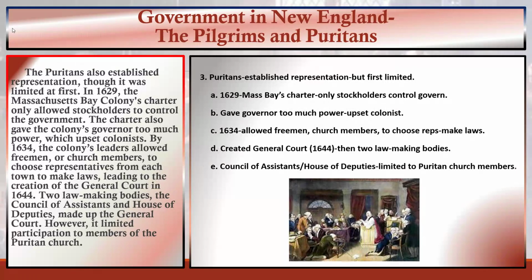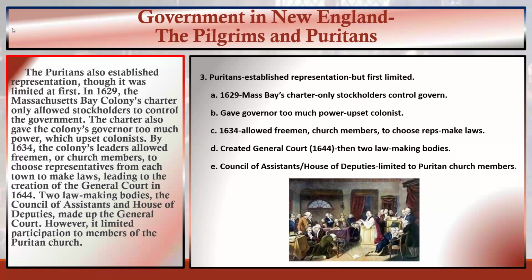So Puritans established, I could have just said, established rep government. Limited, right? I could have just said, but limited at first. A was 1629, Mass-Bay's charter, only stockholders control government. I kind of said that. B, gave governor too much power, upset colonists. 1634, allowed freemen, church members, to choose reps, make laws, created general court 1644. Then two lawmaking bodies, council assistants, council of deputies, limited to Puritan church members. This was a little long, but there's a lot packed into that one paragraph. And that's why it took me a while to do that. Okay, so there you go. We kind of wrapped up the Puritans.